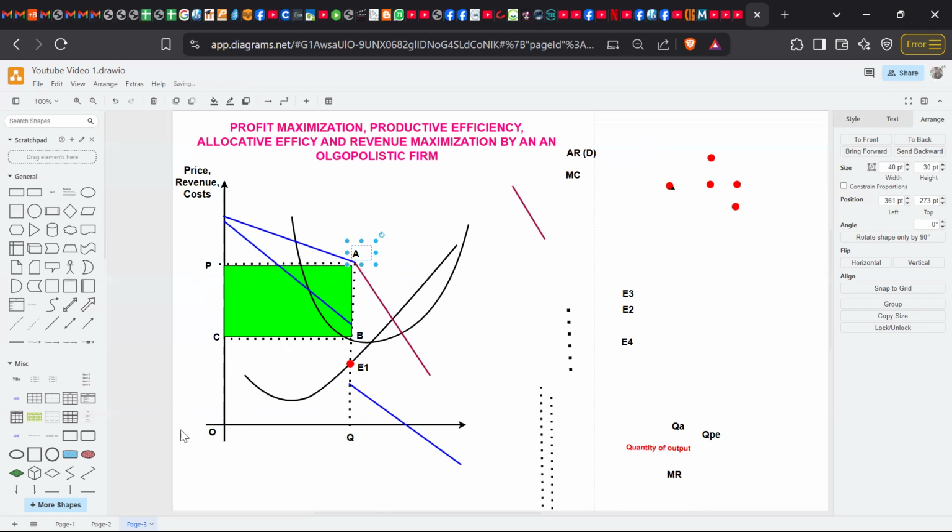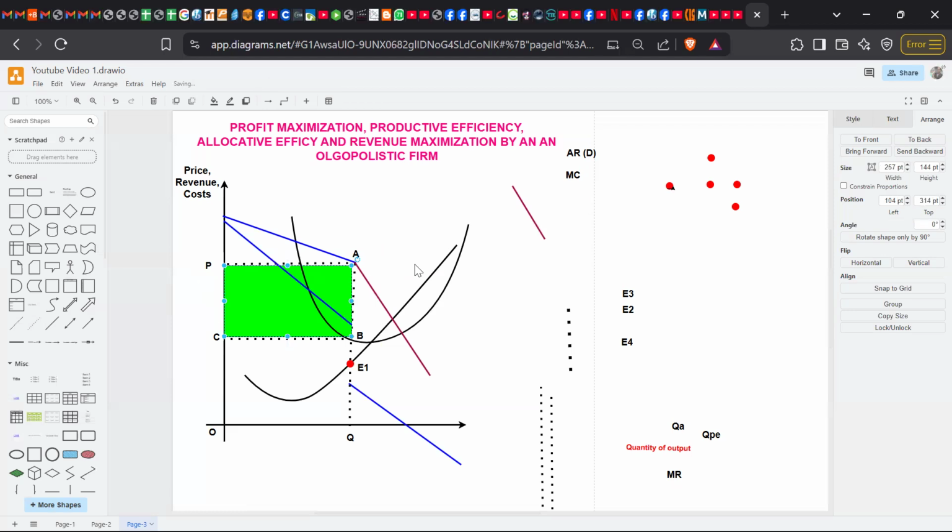So from OQAP, you subtract the total cost the firm incurs to produce OQ quantity, which is equal to OQBC. So when you subtract that, you get CBAP. That is the abnormal profit, the revenue the firm is left over with after meeting all the costs.